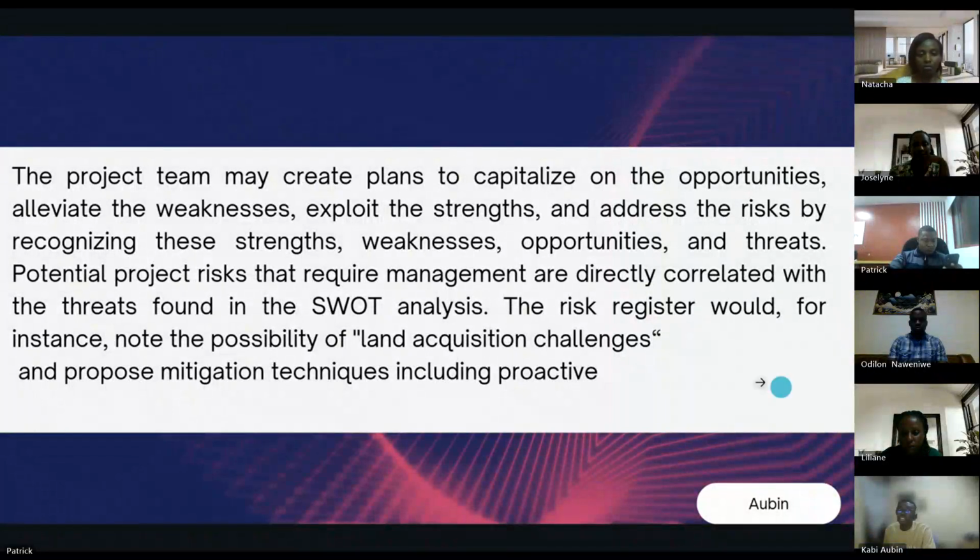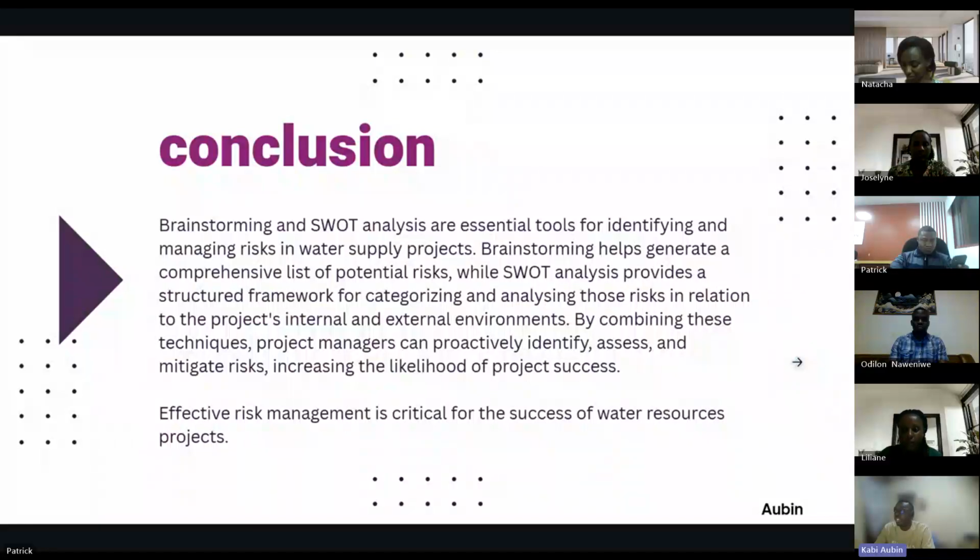As a summary, combining brainstorming and SWOT analysis allows the project team to systematically identify and manage risks in water supply projects. These tools help recognize internal strengths and weaknesses, as well as external opportunities and threats, enabling proactive risk assessment and mitigation. This structured approach enhances project planning and increases the chance of successful project delivery.